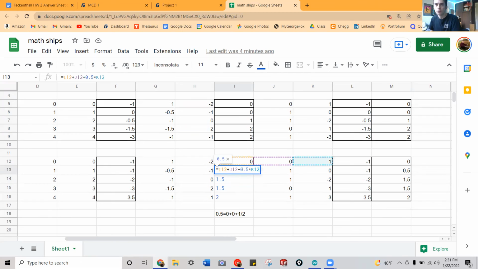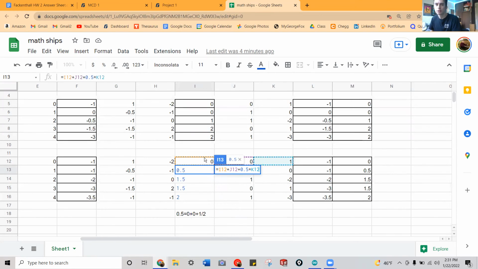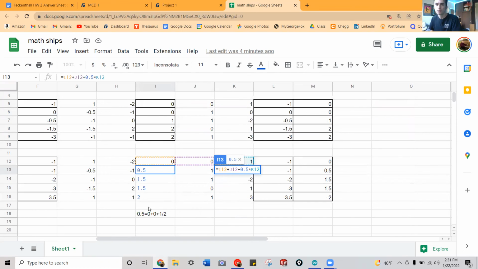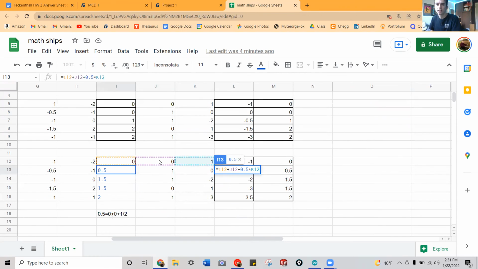For example, for this here, we have 0.5 is equal to the initial condition, our first position, plus our velocity times a change in time of 1, plus our acceleration divided by 2 times our change in time squared, which is also 1. There we go. Now, really, thank you for listening.